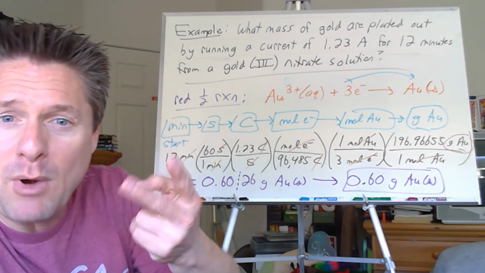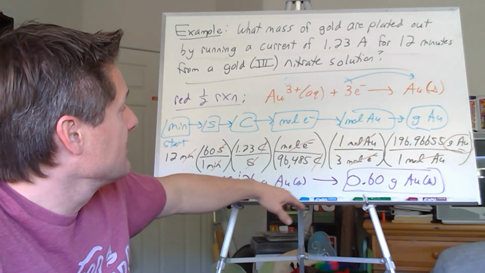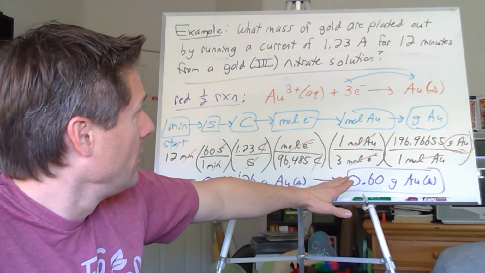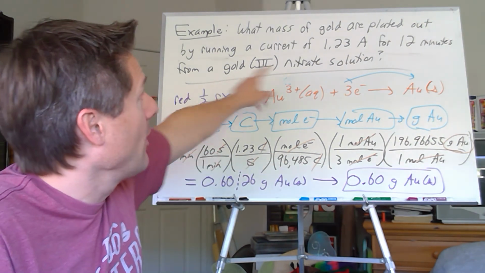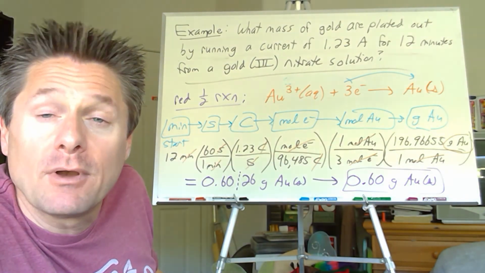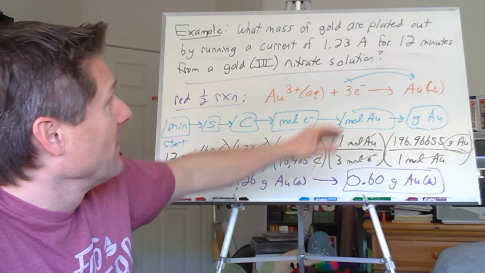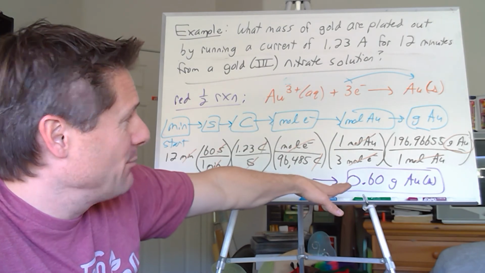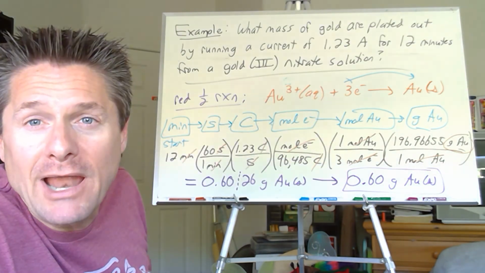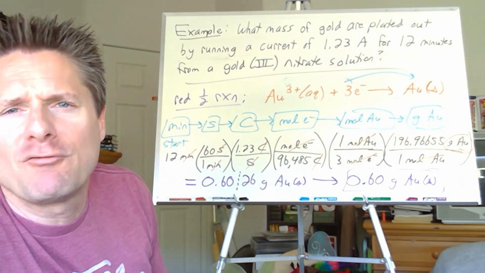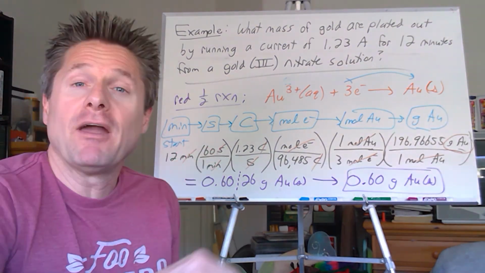Now I could flip this problem around backwards and say, hey, to get a mass of 0.60 grams of gold, how long do I need to run it at 1.23 amps current? So you have to solve for the time. You should work it backwards. Or I could say, hey, if I run something for 12 minutes to get 0.60 grams of gold, what current would I need? And you just solve for the current. So yeah, you can work it forwards and backwards, but this is a lot of fun to do.